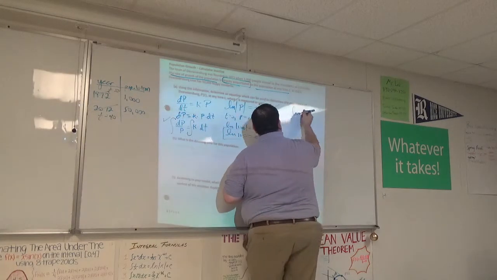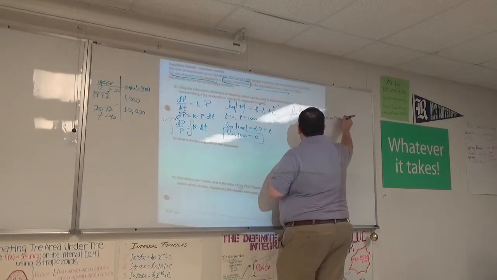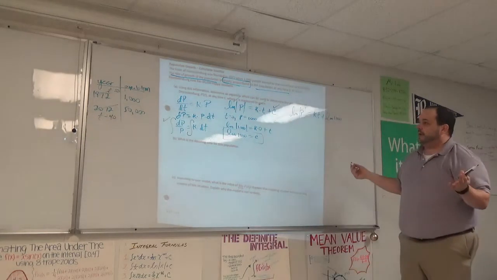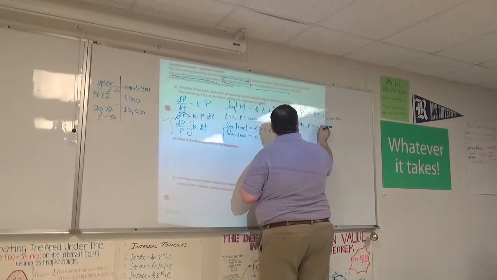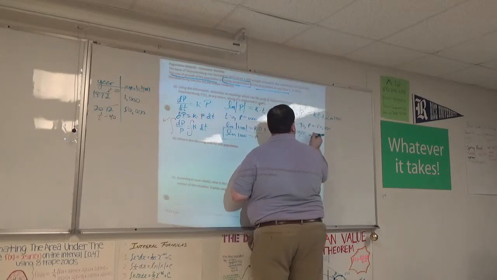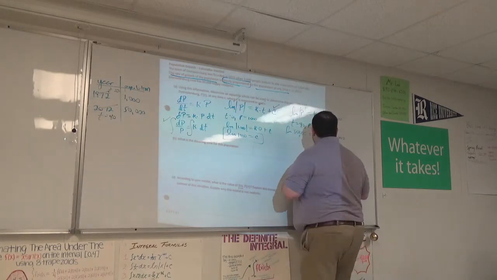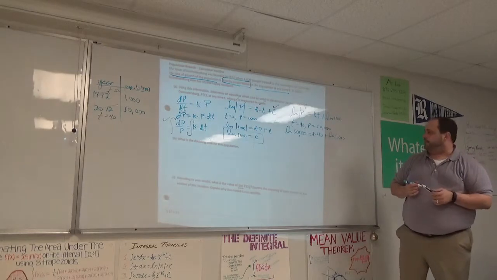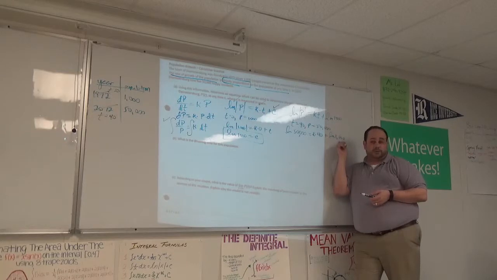Great. So now I've got the natural log of the absolute value of p equals kt plus the natural log of 1,000. Plug in the other one. If t is equal to 40, I know that p is equal to 50,000, so the natural log of 50,000 equals k times 40 plus the natural log of 1,000. My goal here: solve for k. Let's see how clever we can get at this.